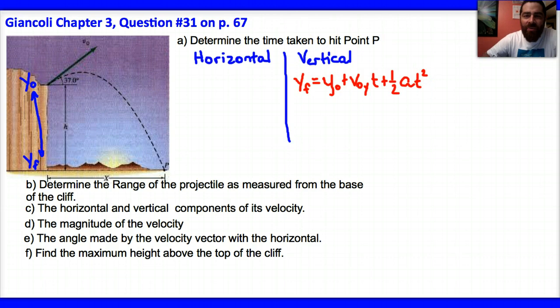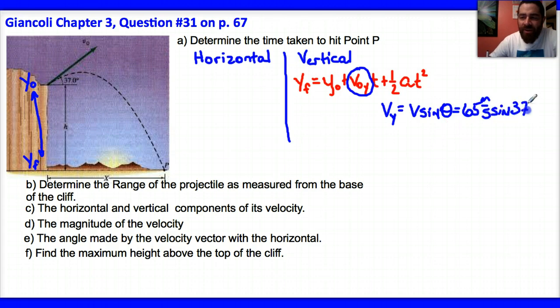Right out of the gate, you should recognize, as in most of these problems, that the initial y velocity is the y component of velocity. So I'm going to have to resolve the vector into its x and y components. The y component of the vector is going to be equal to v sine theta, or in this case, 65 meters per second times the sine of 37 degrees, and that gives me something on the order of 39.1 meters per second.